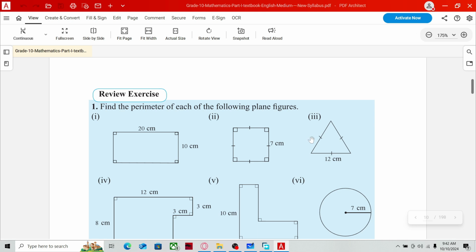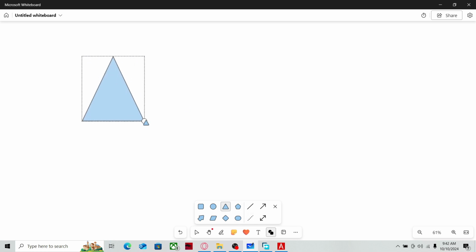Let's go to the next figure. It's a triangle, and the data given is 12 centimeters. Let's try that. Now in this figure, the figure they have given here is an equilateral triangle. Why do I say that? Because according to the data, they have already given that this side and this side are equal. And what's the meaning of equilateral triangle? It means all sides and all angles are equal.